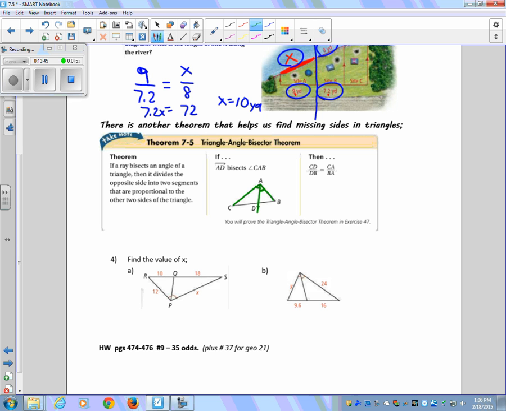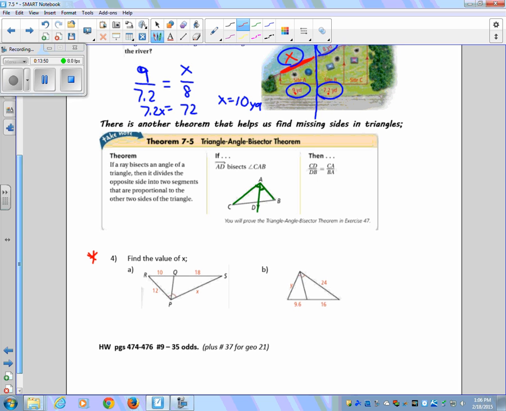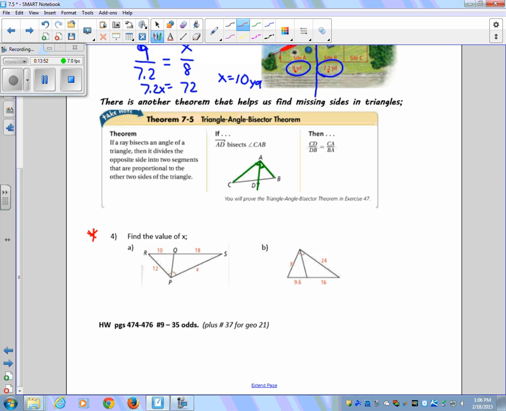But this is what I want you to think about. Look at these problems here. Find the value of x. When you have this angle bisector, you have to look for that congruent angle thing. In this case, what I want you to do is think about putting an equal sign right across that angle bisector. And then you have your two proportions, your two ratios. 10 is to 12 as 18 is to x. And then you're going to solve.